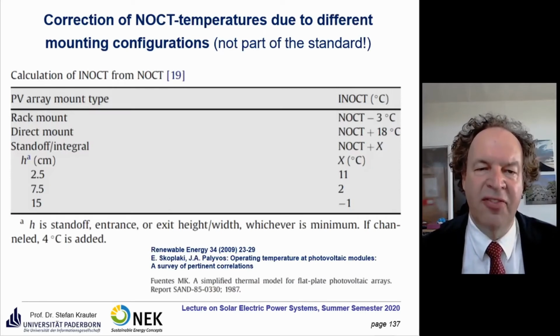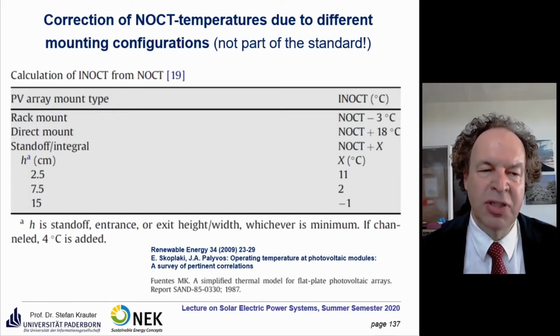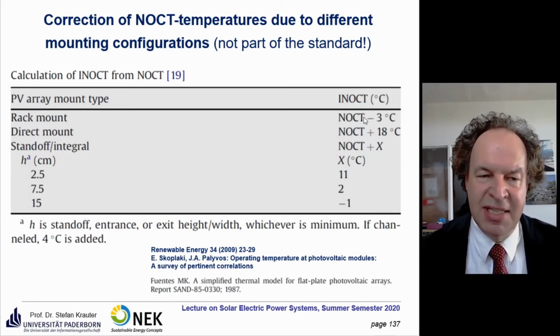Here you see the effect of the different mounting conditions. Usually if you have a rack mount, you have also some airflow on the backside. That means the module stays relatively cool, and so you have NOCT minus 3 degrees Celsius. If you have a direct mount on the roof, without any air gap, you have an increase in temperature of 18 degrees, so quite significantly.